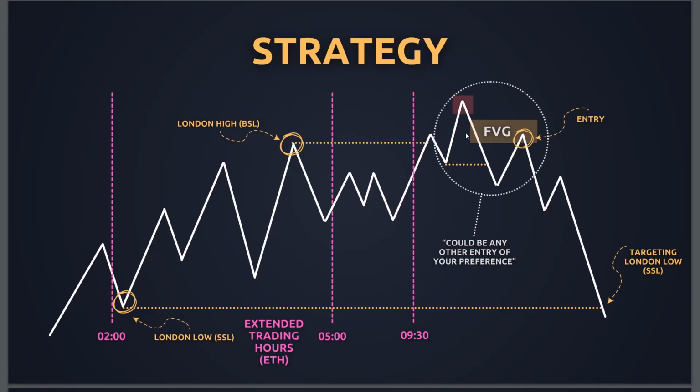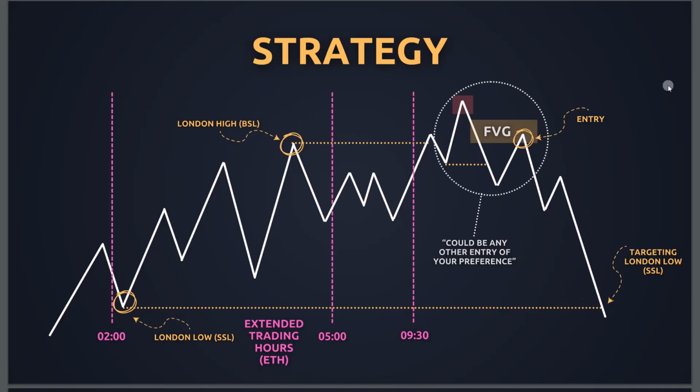Now we enter here on the fair value gap. What do we target? We first target the London low. If it's giving us a good reward to risk, we target the London low, and then we can extend them more. But there are sometimes where there will be a big reaction from the London low.